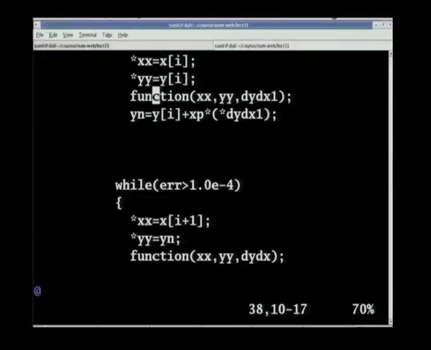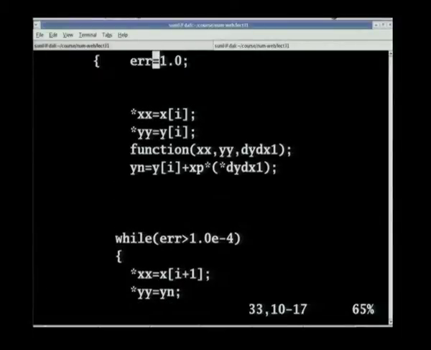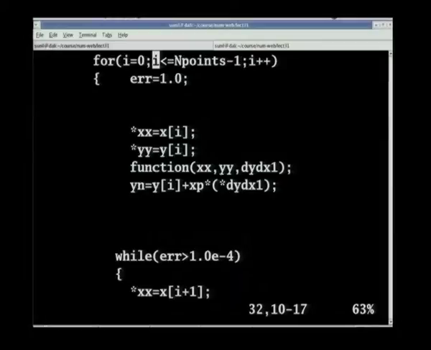Then I have my predictor equation here. In this loop, for this particular i value, I can compute the next y value at the next point, that is yn, y next, which is y at i plus 1, the predicted value. That is yi plus the interval multiplied by the derivative. The derivative is returned by this function dy dx 1. So I have the function value returned there.